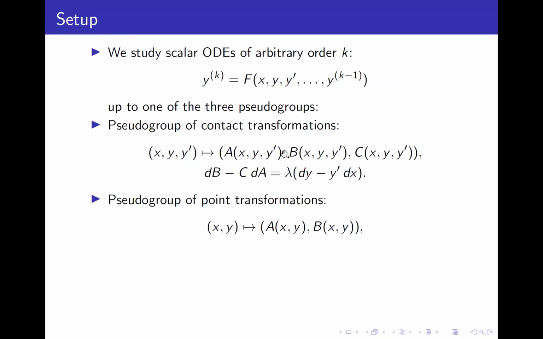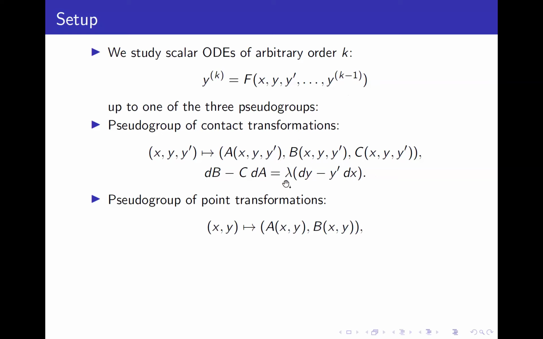But there are also some other pseudogroups here that are of interest. Probably the most standard pseudogroup of transformations from the classical point of view would be point transformations, what we call. These are just transformations of dependent and independent variables, which we also lift to arbitrary jet spaces. And this is what we deal with essentially in our university courses of ODEs when we do substitutions and try to bring ODEs to some simpler form.